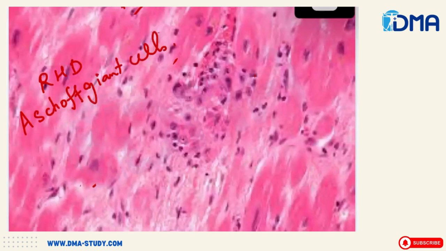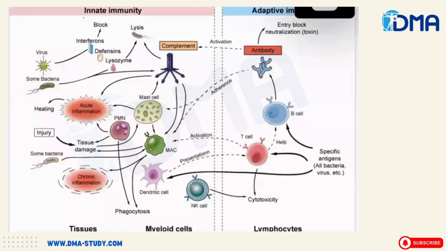Aschoff's giant cell is present in the cardiac tissue in rheumatic heart disease. So this is what is regarding the cells. Then coming to the types of immunity that you have, one is innate immunity and the other is adaptive immunity.